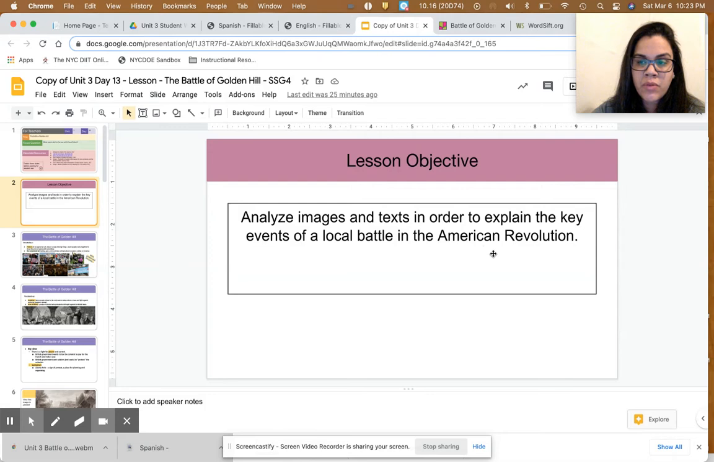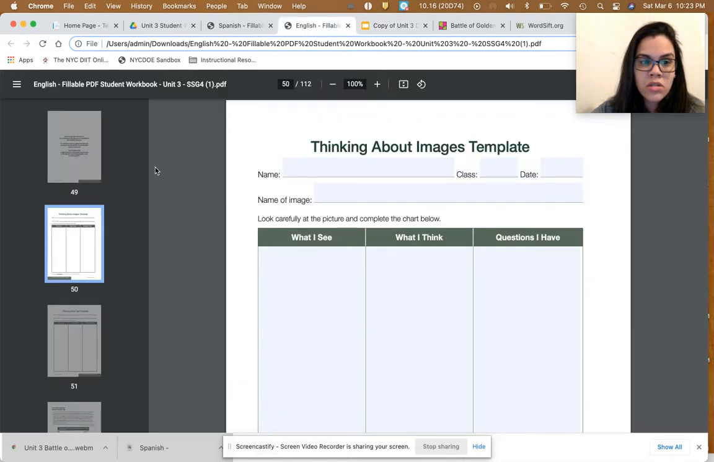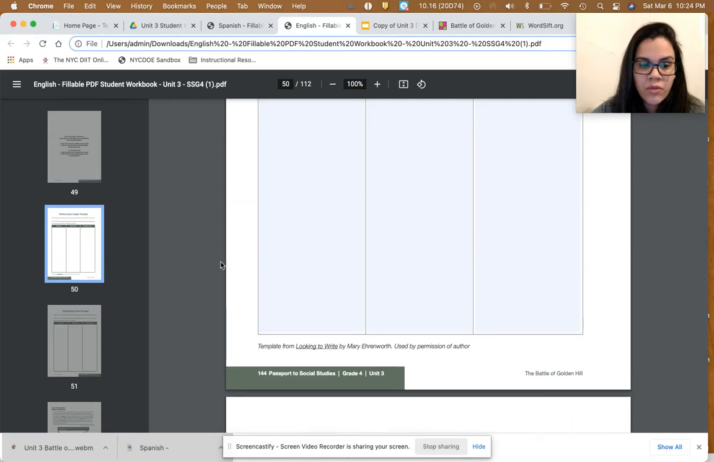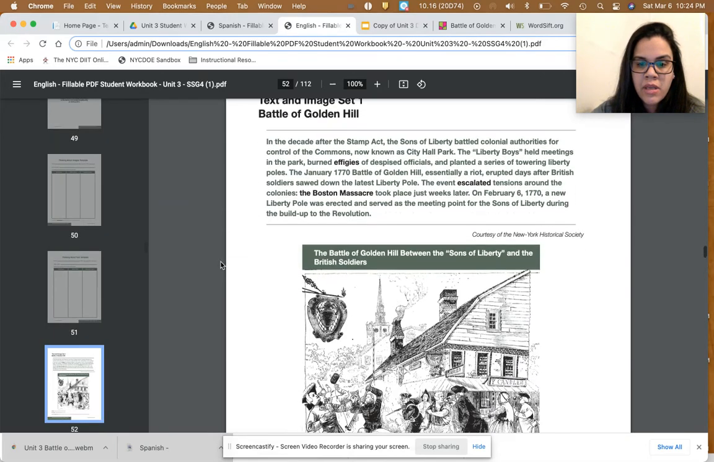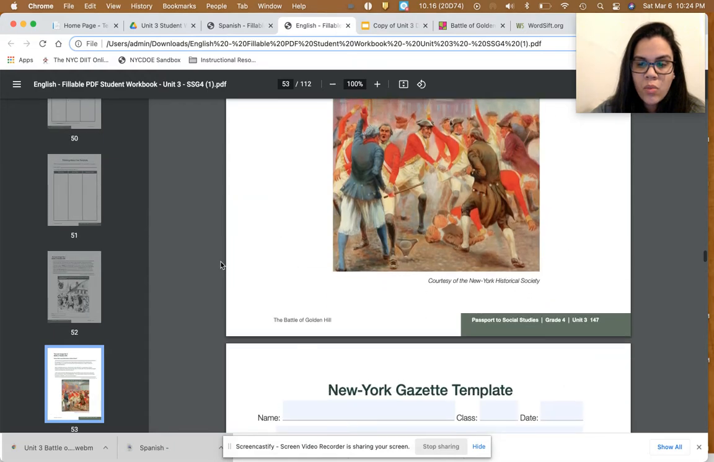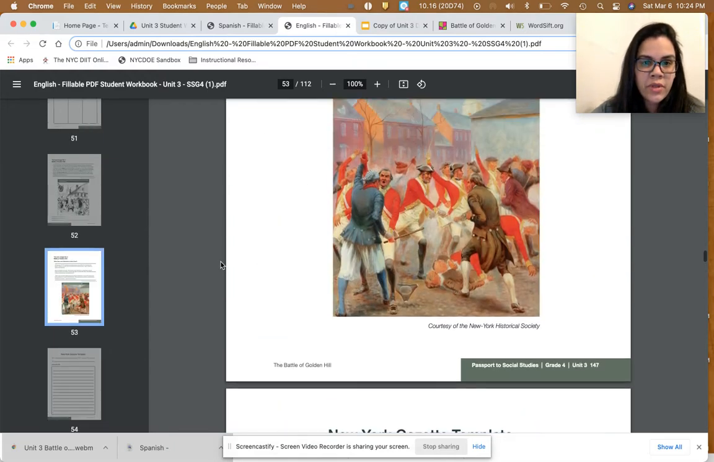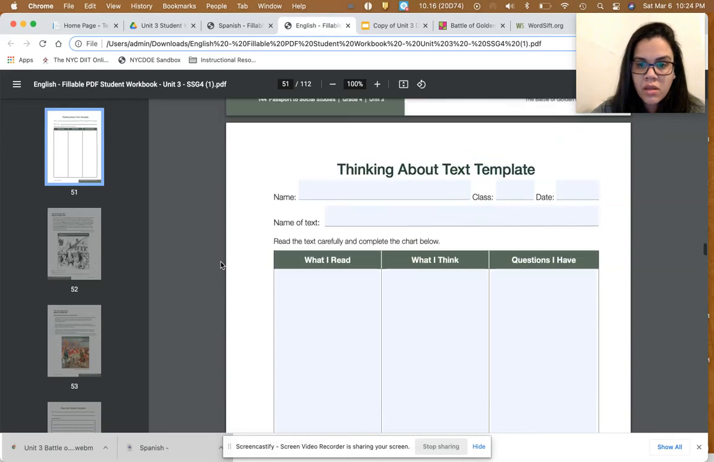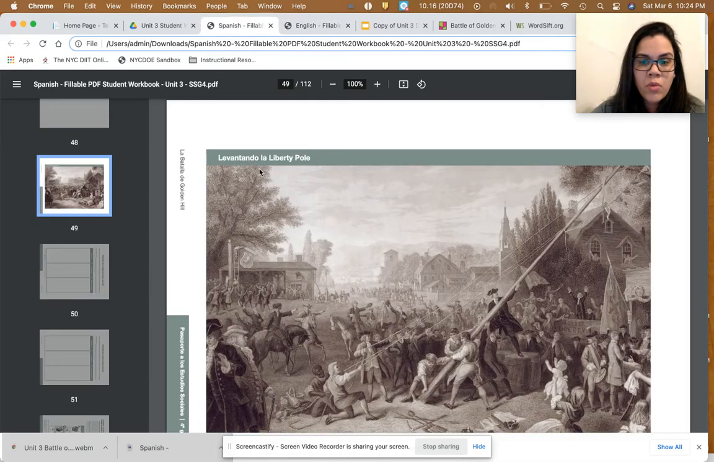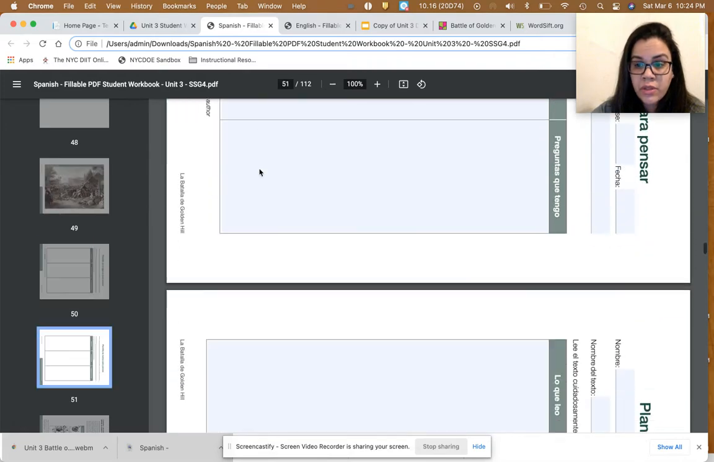in the American Revolution. The correlating Passport to Social Studies workbook pages that will be used for the introduction portion of the lesson are found on page 144, and the images on pages 146 and 147. The pages are the same if you're using the workbook in a different language.